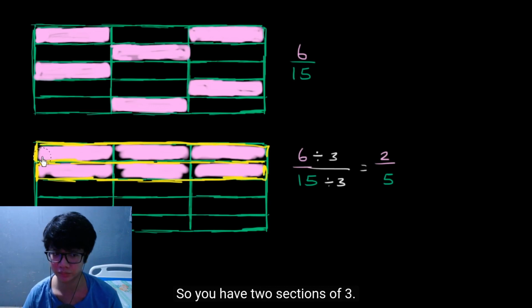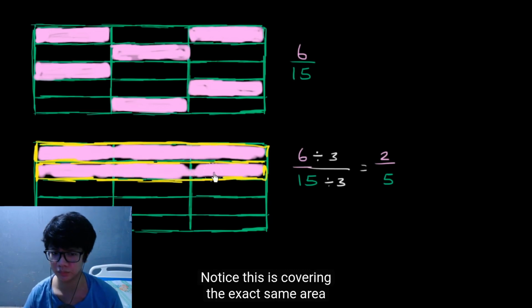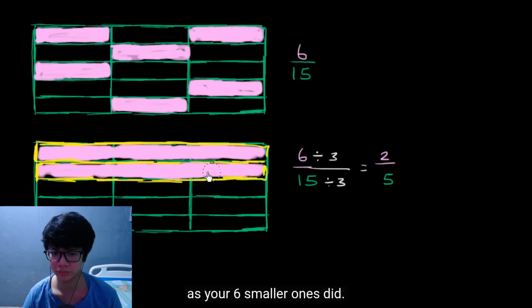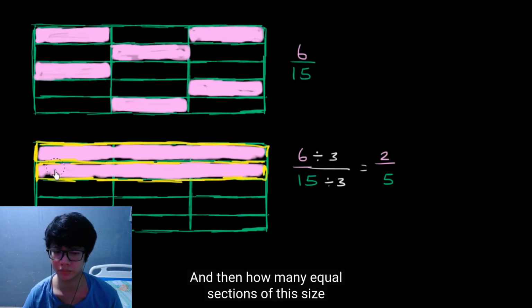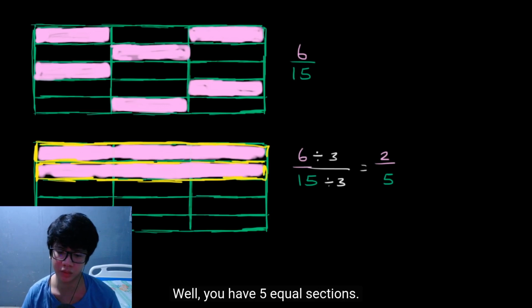So you have 2 sections of 3. And if you were to combine them, it looks just like this. Notice it's covering the exact same area as your 6 smaller ones did. And then how many equal sections of this size do you have on this entire thing? Well, you have 5 equal sections.